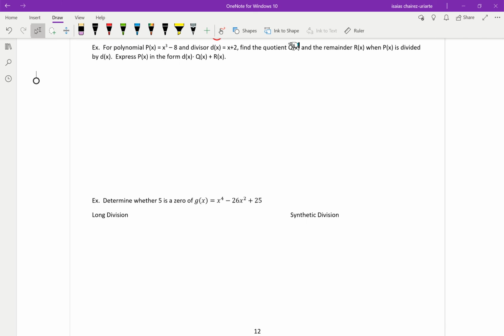Okay, so hopefully you got a chance to try this. Let's set this up. I'm gonna play with synthetic division, although we could have played with long division as well. It doesn't matter. I'm gonna use synthetic division. All right, so let's see. I'm gonna set it up.